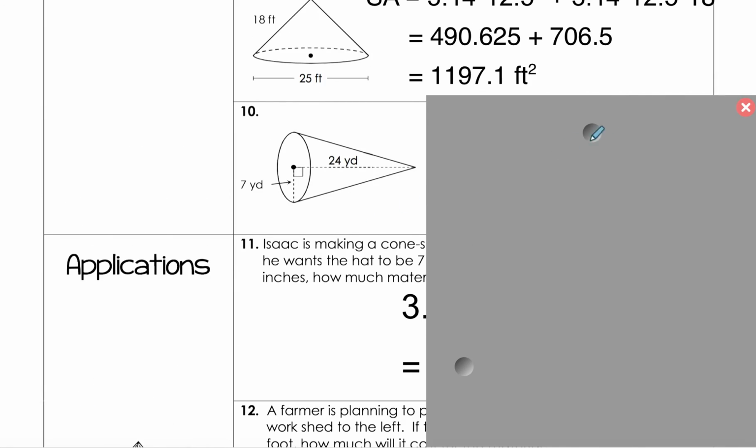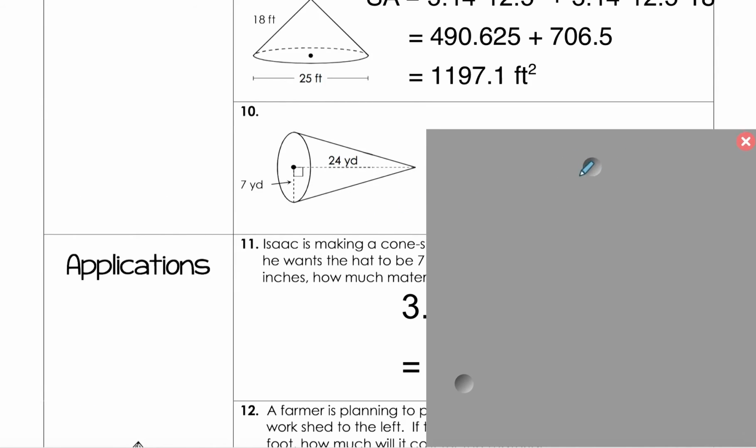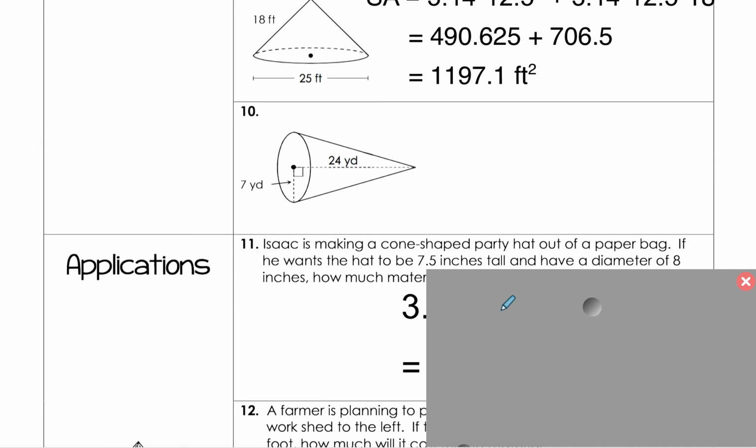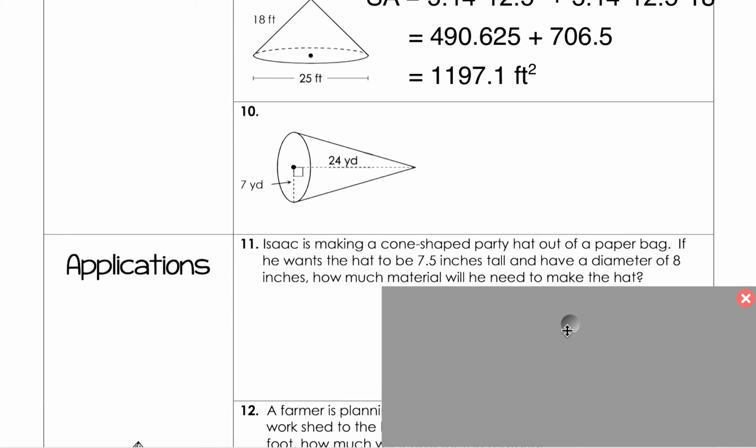I do want to go over one of the application questions with you. If we take a look at application question number 11, it says Isaac is making a cone-shaped party hat out of a paper bag. If he wants the hat to be 7.5 inches tall and have a diameter of 8 inches, how much material will he need to make the hat?